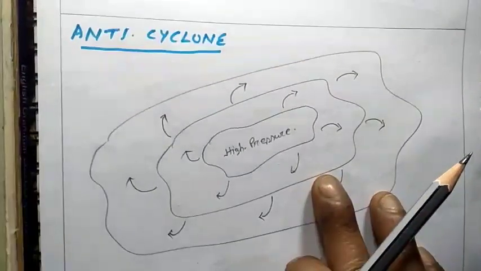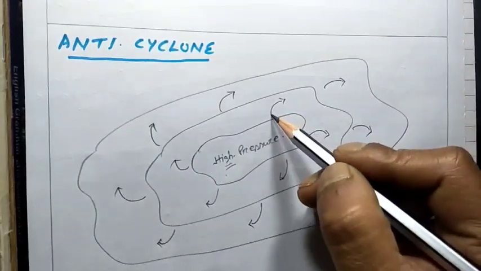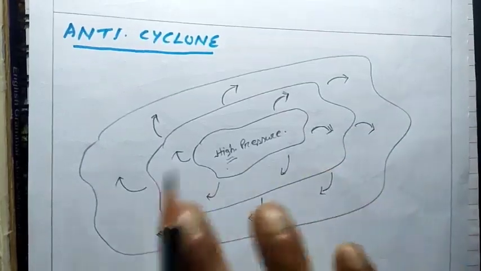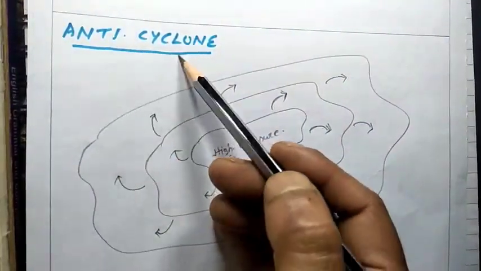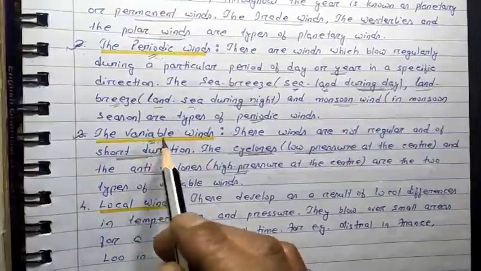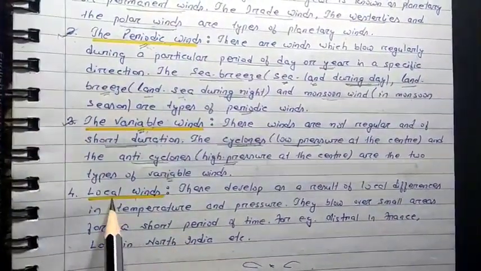And in anticyclones, high pressure is at the center, meaning during an anticyclone the wind will be moving downwards, and the weather will be fine, there will be no rainfall, and generally anticyclones do not bring any type of destruction. That's about variable wind. The last type of wind is local wind.